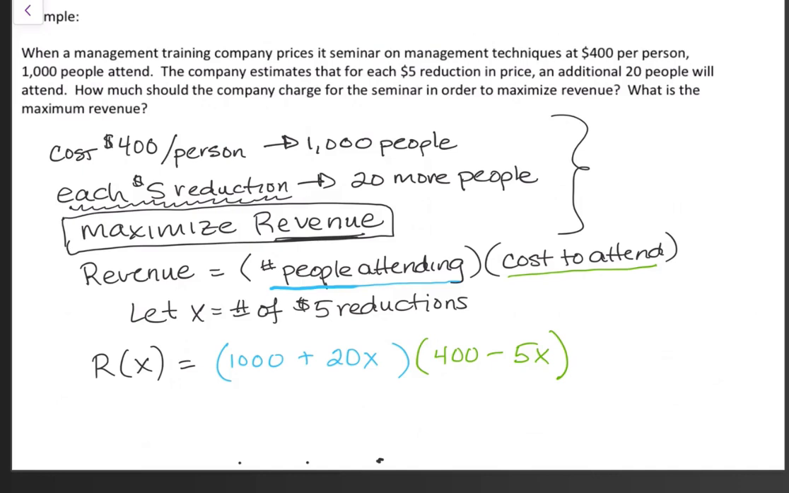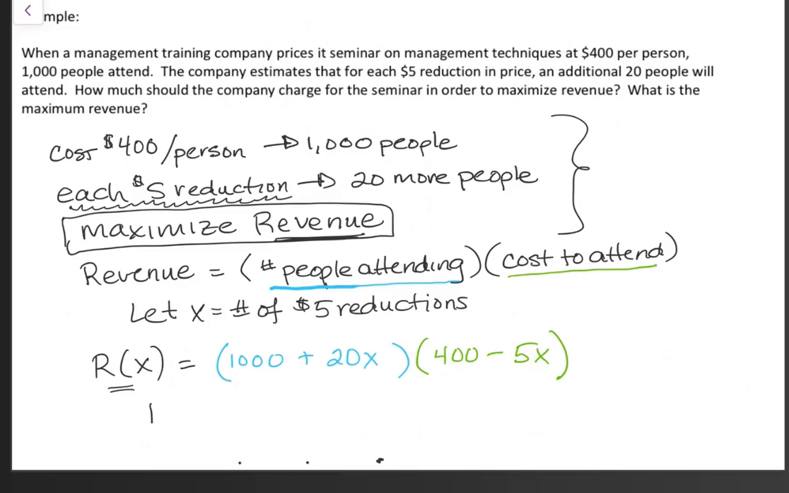Now, once I have that function for my revenue in terms of X, I want to determine if this interval is open or is this a closed interval. So in other words, I want to determine whether there are restrictions on my X. So think about what we want. This function is revenue. So in general, I definitely want my revenue to be a non-negative amount. I don't want to lose money.